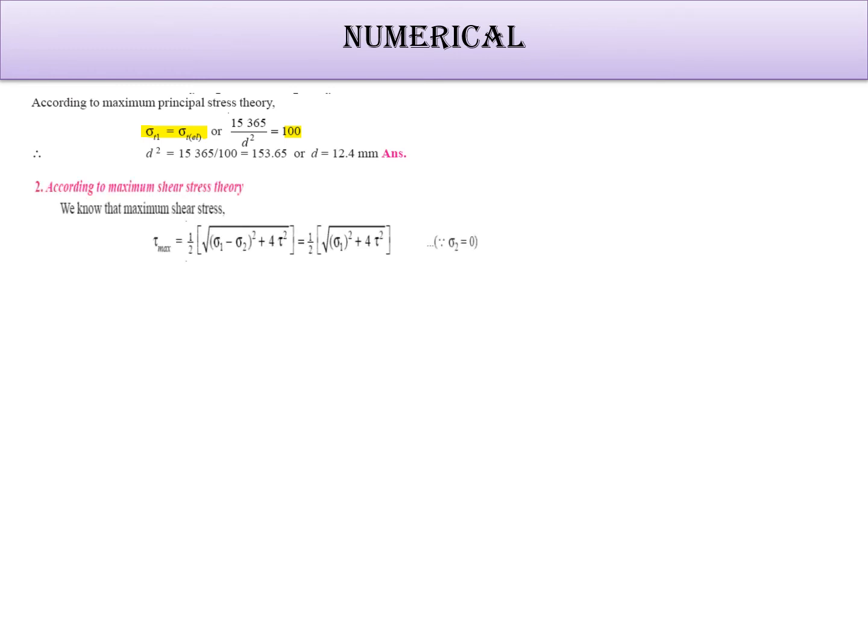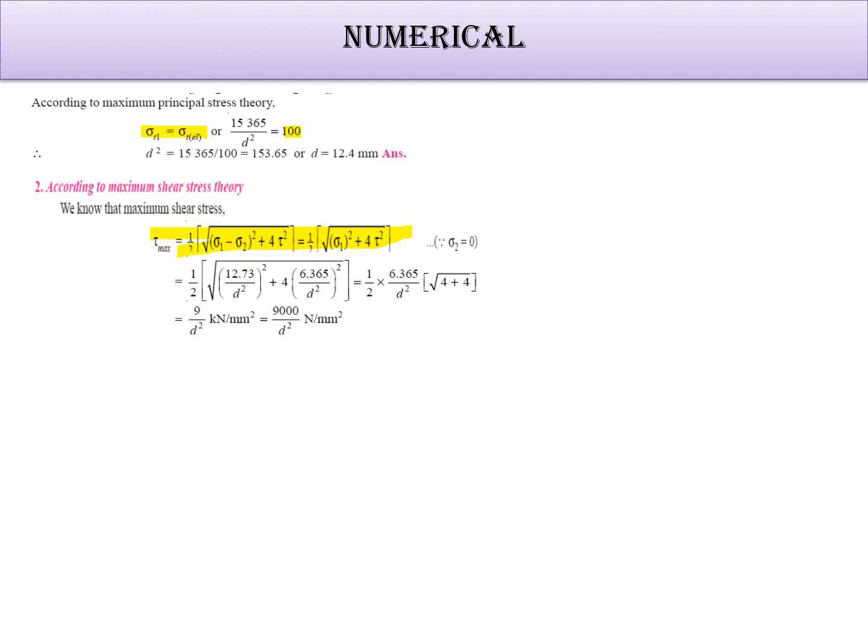Now the same for the shear stress theory. To find out the shear stress theory, we know that the formula is, according to the SOM, tau max is equal to this part, sigma 1 minus sigma 2 square plus 4 tau square. We put the value of sigma 1 and tau as sigma 2 is 0. Same calculation, same thing. So 9000 upon d square Newton per mm square we get here.